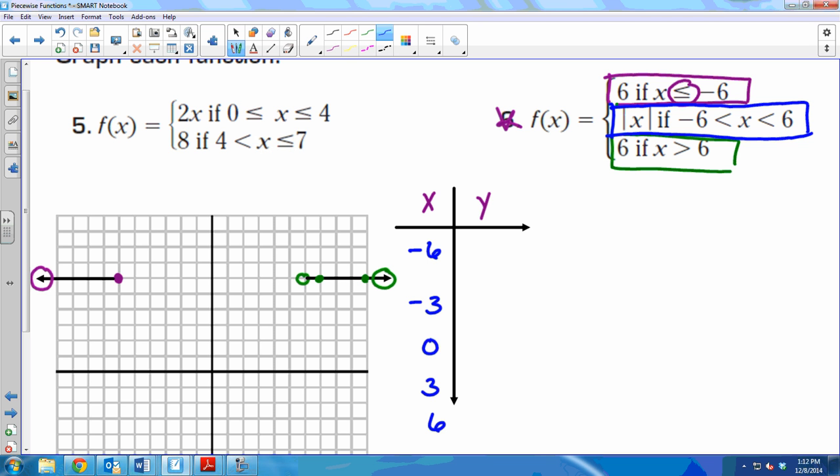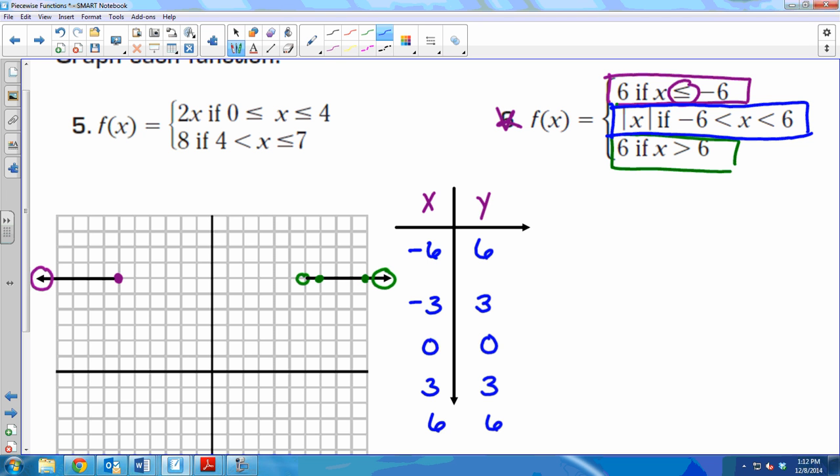Between what two lines? Oh, yes. Sort of, yeah. So at -6, what's the absolute value of -6? What's the absolute value of -3? Absolute value of 0, 0. And we have 3 when we have 6, right?